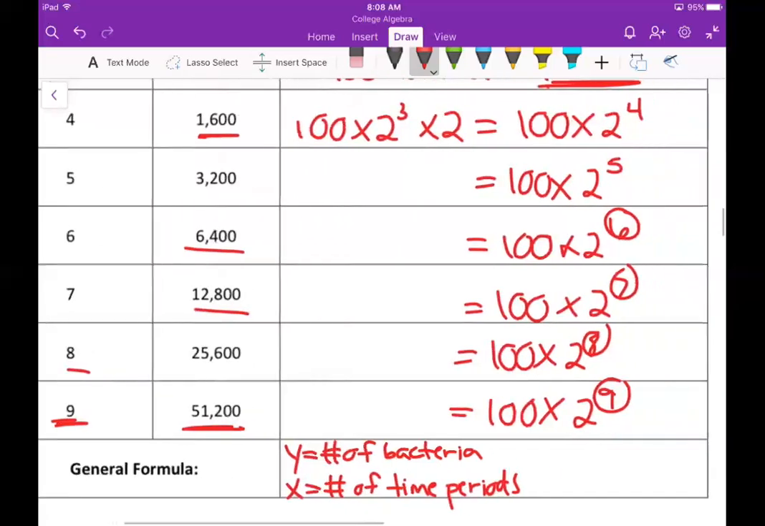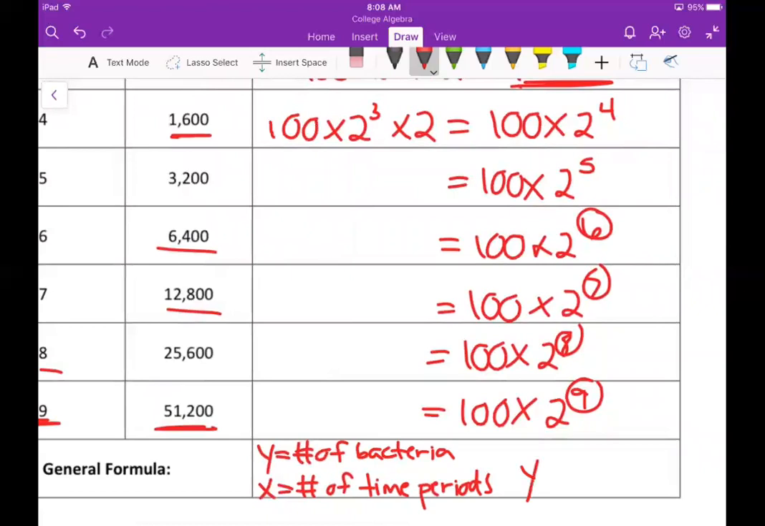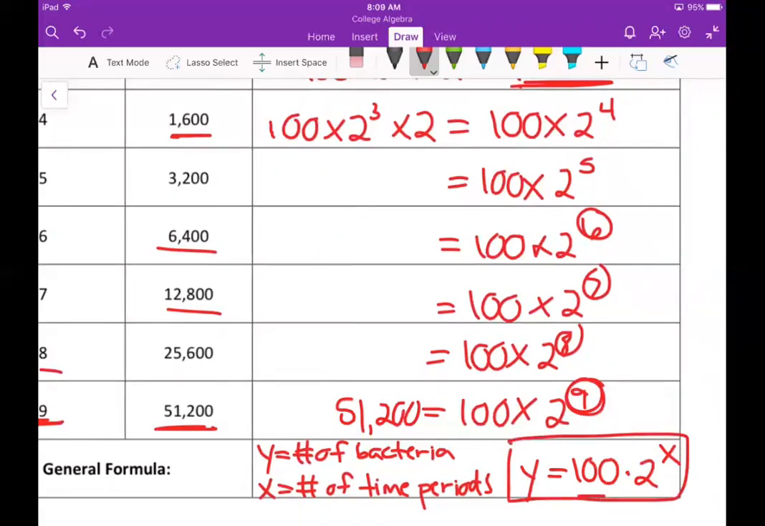Then for each one of these, y, so this was 51,200, y equaled every time we took that initial amount, times 2, and that exponent always matched the number of time periods. So we just needed to plug in the number of time periods to know how many times we needed to multiply 100 by 2. And we see right there what an exponential equation looks like. And in fact, the way we build that is a really good way to build any exponential equation.